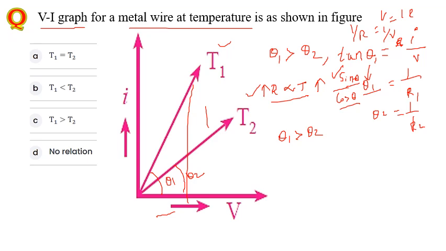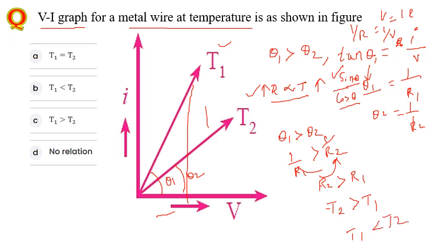So I just mentioned tan theta 1 as theta 1. Theta 1 is equal to 1 by R1 here. Theta 1 is greater than theta 2, so 1 by R1 is greater than 1 by R2. So you can mention here R2 is greater than R1. So from this, R2 is greater than R1, and R is directly proportional to T. So T2 is greater than T1, or even T1 is less than T2. You can mention it either way. So the answer here is T1 is less than T2.